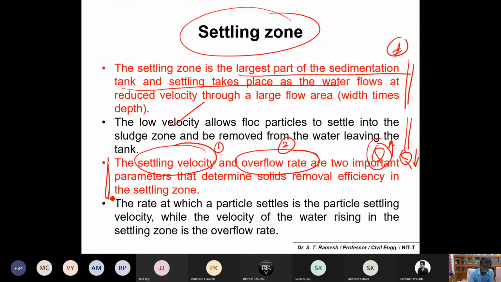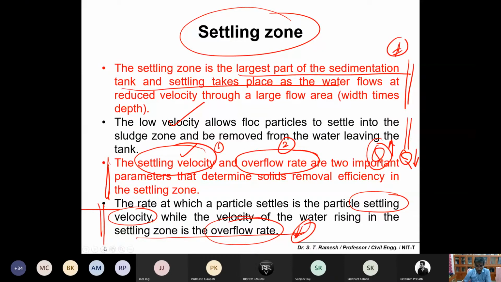So please make a note that settling velocity and overflow rate are two important parameters that determine the solid removal efficiency. The rate at which the particle settles is the particle settling velocity that we have discussed in the previous Stokes equation. That's a basic definition. While the velocity of water rising in the settling zone is called the overflow rate. Please make a note of these two definitions. The rate at which the particle settles is the settling velocity. The velocity of water rising in the settling zone is called the overflow rate.